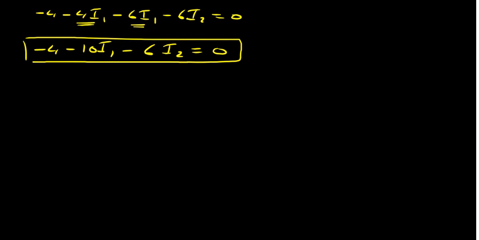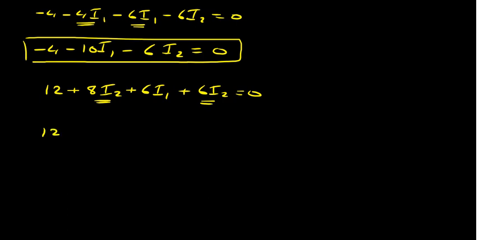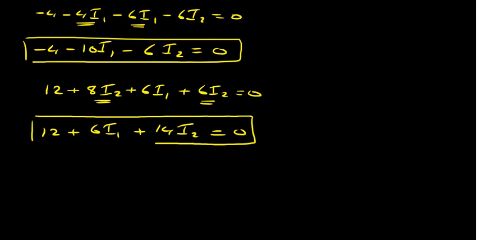From loop 2, equation number 3, we will have 12 plus 8I2 plus 6I1 plus 6I2, that's equal to 0. I have I2 here and I2 here. This means it is 12 plus 6I1 plus 14I2. Great, that's our second modified equation.